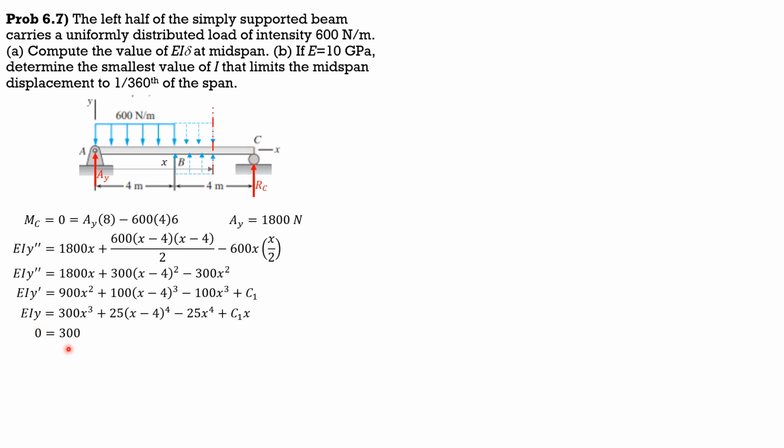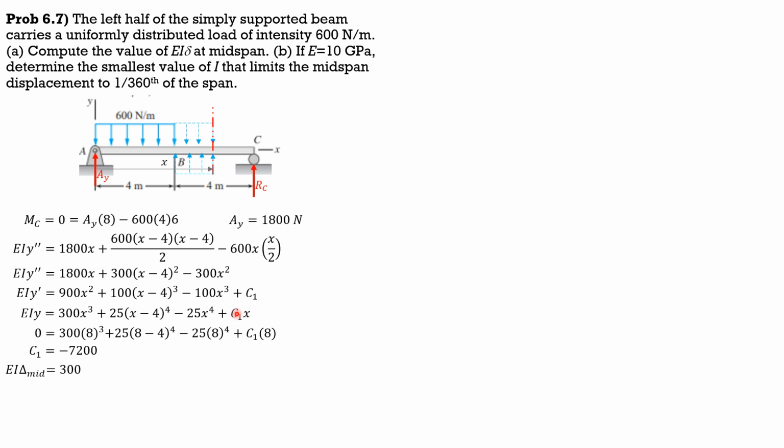So 0 equals 300 times 8 cubed plus 25 quantity (8 minus 4) to the fourth minus 25 times 8 to the fourth plus c sub 1 times 8. So solving for c sub 1, 25 times 8 to the 4 minus 25 times 4 to the fourth minus 300 times 8 cubed, divided by 8. So c sub 1 is equal to negative 7,200. That's Newton meter squared.